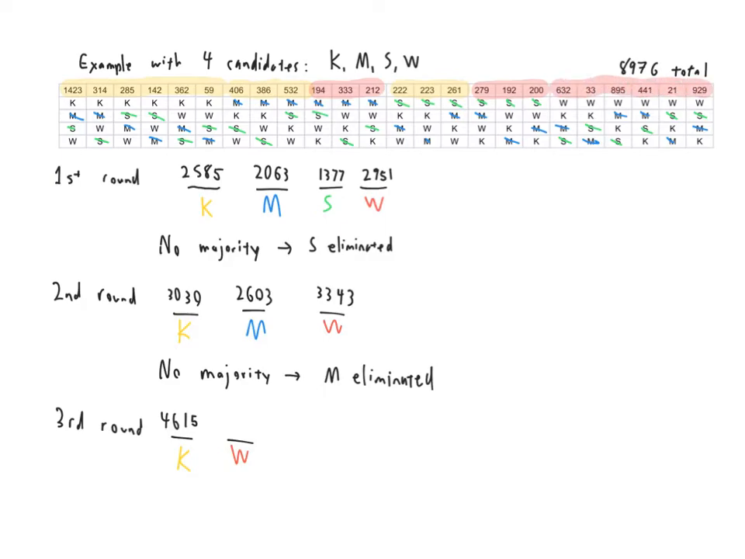And so W ends up with 4,361. Okay, so now finally we have a majority winner. K has the majority of votes, and so that means that K is the winner.